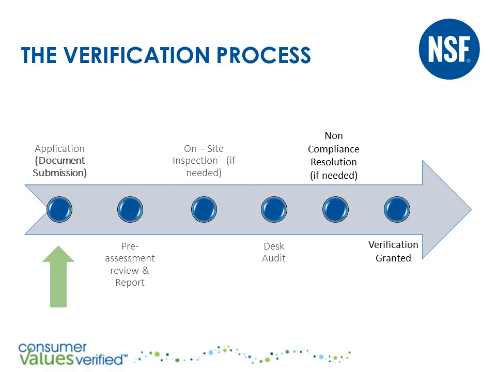The Non-GMO verification process at NSF is a 6-step process: application, pre-assessment review and report, on-site inspection, desk audit, NC resolution, and the verification decision and ongoing compliance. In the initial application step, you'll supply detailed information about your facility and the products you are submitting for verification review. This includes product formulas, ingredient lists, and the documentation needed to demonstrate compliance for the inputs used in the manufacturing of your products that are seeking verification.